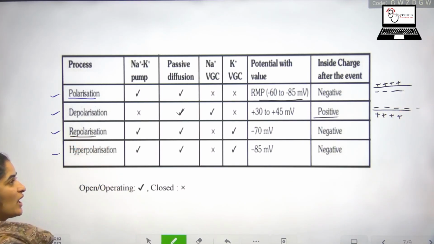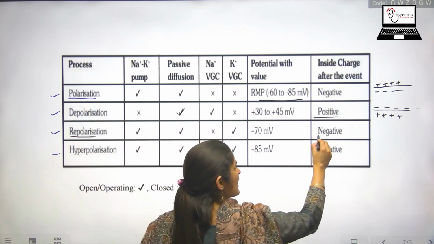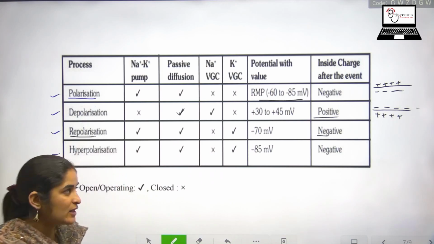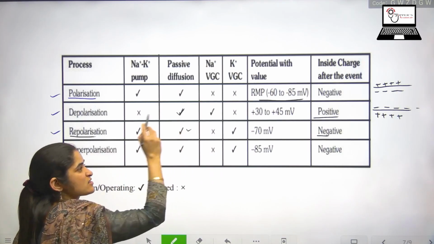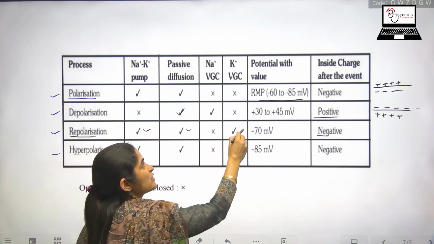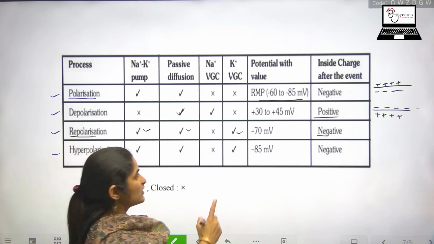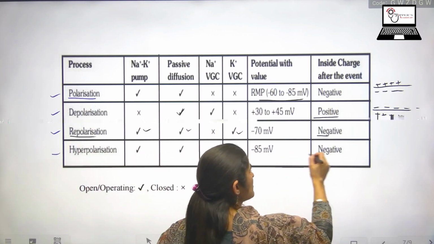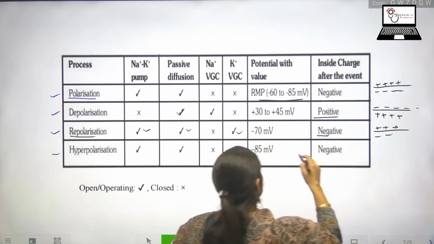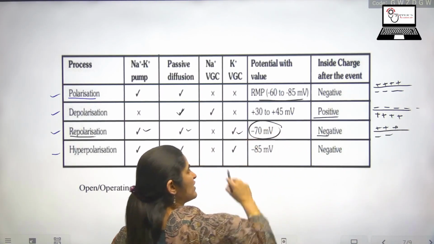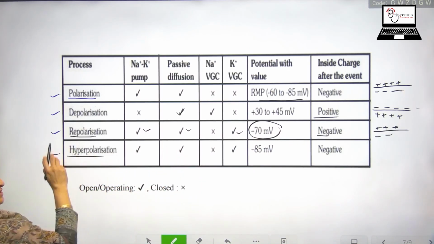Repolarization. Again here the membrane is negative from inside and positive from outside. The potassium pump, passive diffusion and potassium voltage gated channels will work. They will open, and here again the membrane is positive from outside and negative from inside, and the potential is minus 70 millivolt. Got it? Next is hyperpolarization.